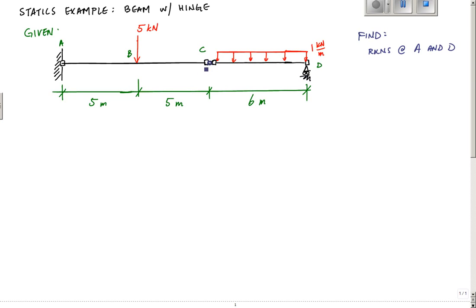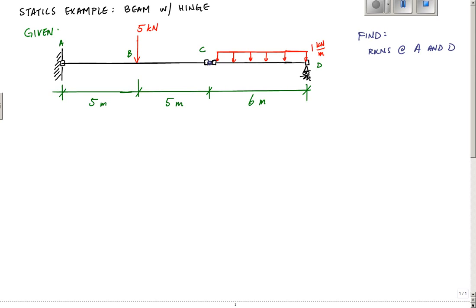And the hinge is a moment release. So what that means is that the moment at point C, if I were to make a cut at this point, the internal moment there is zero. Okay, and that helps this structure as a whole to become what's called statically determinate. Anyway, here I'm going to show you how to handle this.